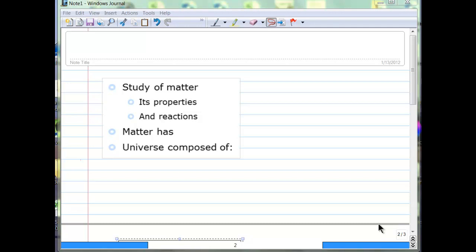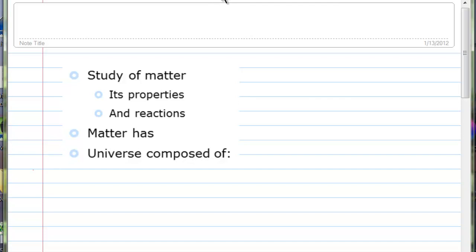Introduction to chemistry. Chemistry is the study of matter, its properties, and reactions. And what we actually want to look at is, what is matter, and then we can talk about properties and reactions. When you think about matter, matter has mass and it takes up space. And taking up space is volume.